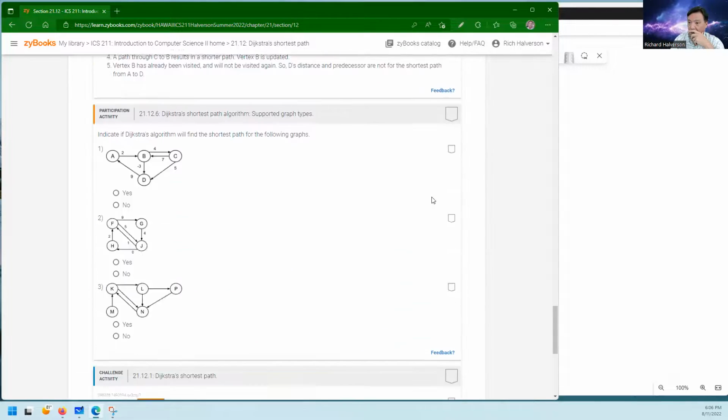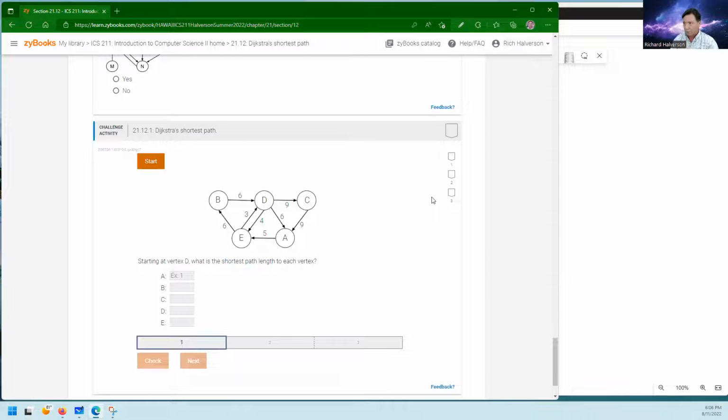We can have negative weights. Okay, let's do these. Okay, the first one. Starting at vertex D, what is the shortest path length to each vertex? Starting at vertex D. So if we're starting at D, what's the shortest path length to each vertex? Okay, to A, it's going to be 6.